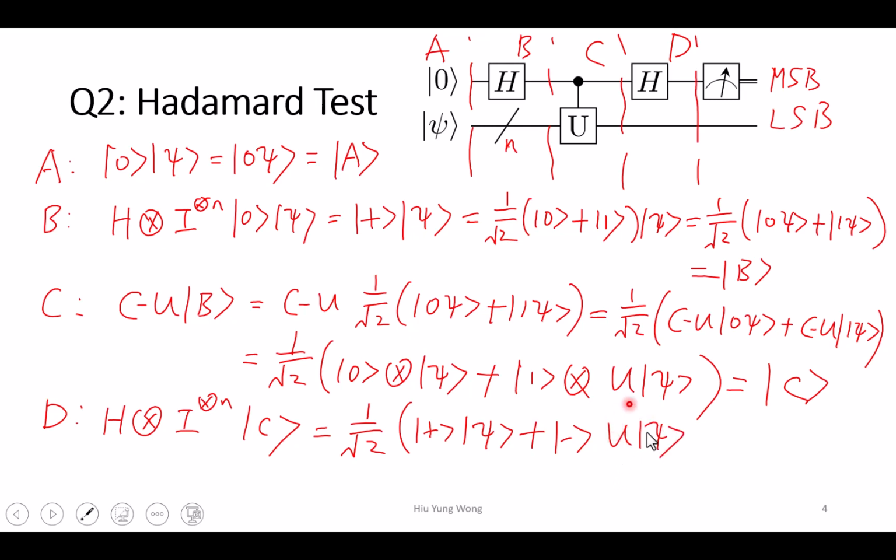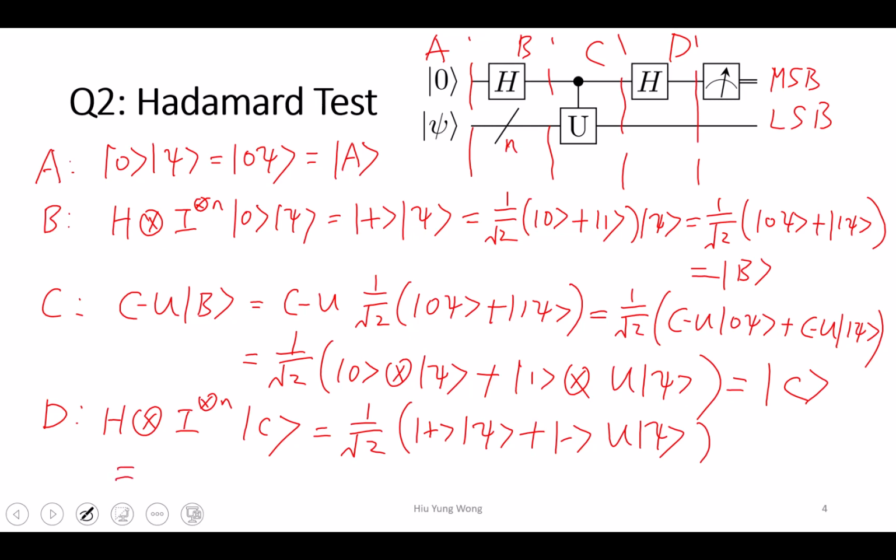Again, I skip the tensor product, so the next one is U psi, right? This is a state. An operator times a vector, a matrix times a vector, is still a vector, right? So this is still a state, and this represents a superposition. This is basically the result, but not enough. I need to express it in the 0, 1 basis so that we can continue.